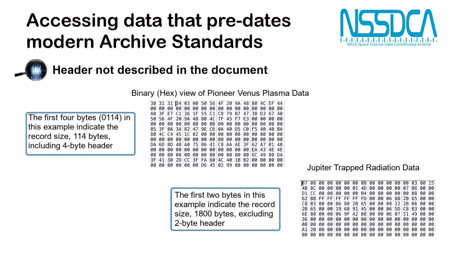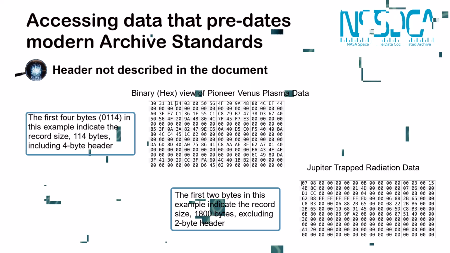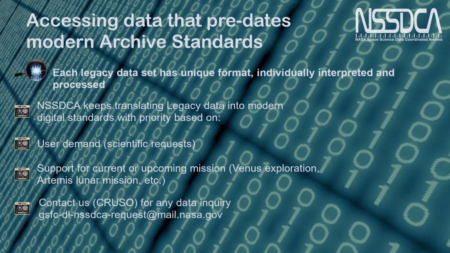Are these headers always present? No, they appear to be random. This header information was likely added when the data was migrated from one system to another. To translate this data and make it usable with modern computing systems, NSSDCA is working at the bit level, breaking down bytes into individual bits, rearranging them, and reconstructing numbers or characters from specific bit arrays. There is no simple and standard way to decipher the data. Each legacy dataset comes with its own unique format and therefore requires a customized approach for interpretation and processing.